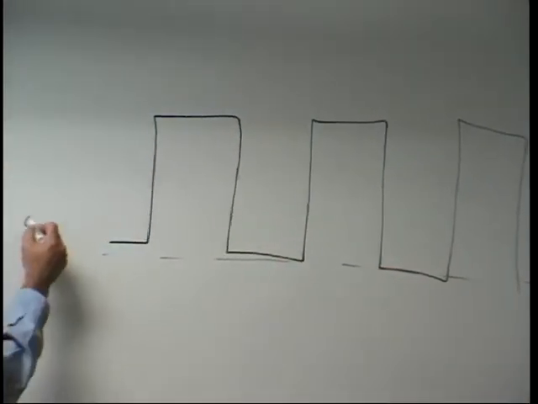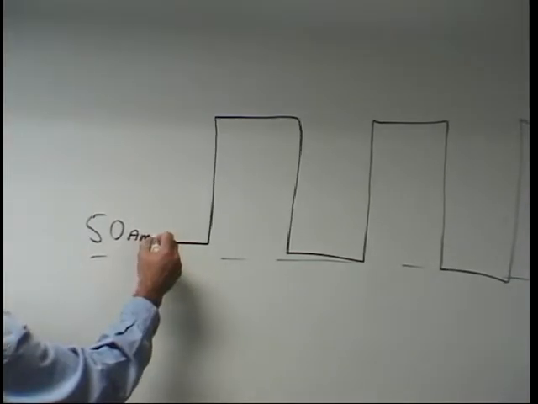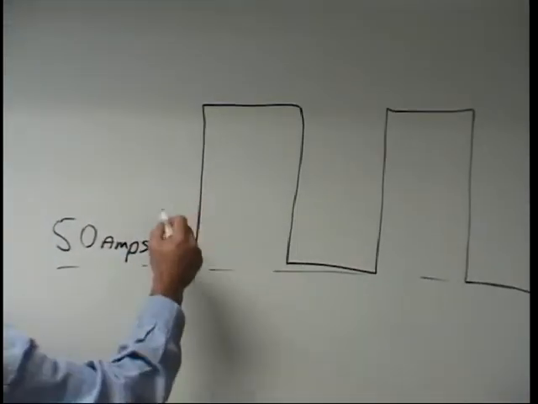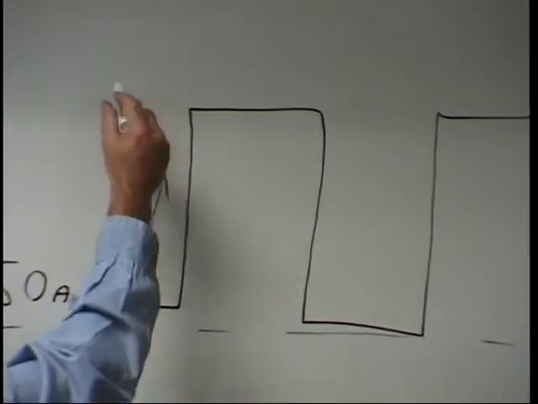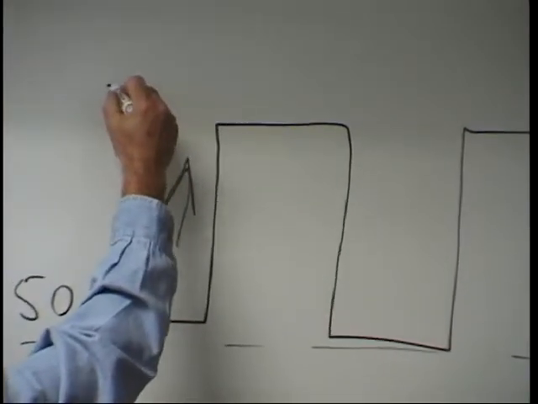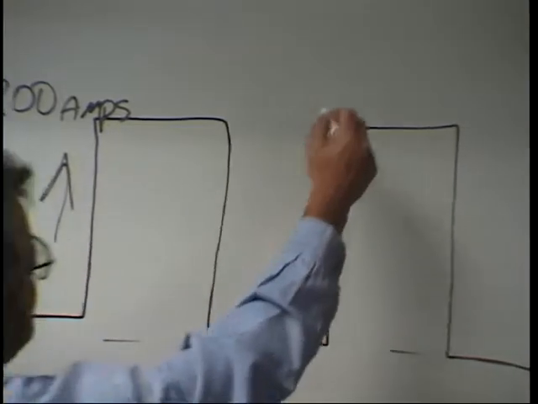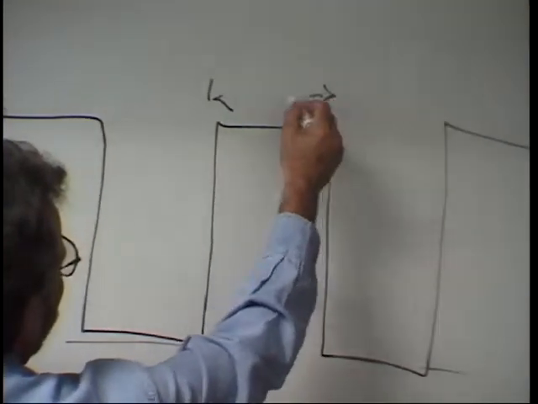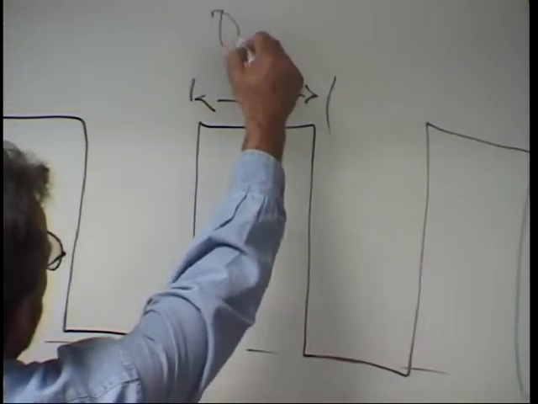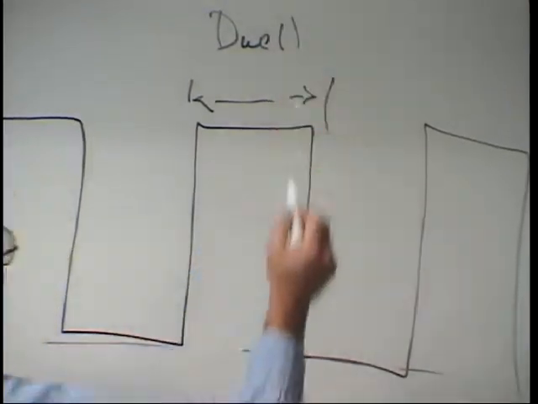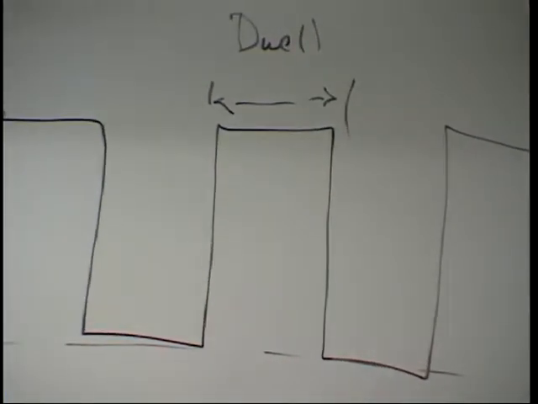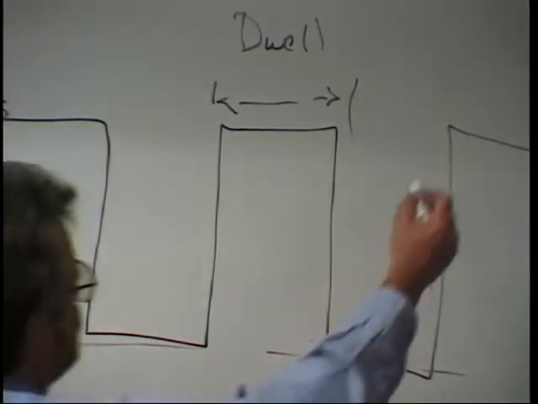Now your background amperage might be 50 amps. But then it's going to ramp up to your welding amperage, which might be, oh, I don't know, 200 amps. And then it will stay there for a set time, and that's called your dwell. So be familiar with this. Sometimes it's also called peak.